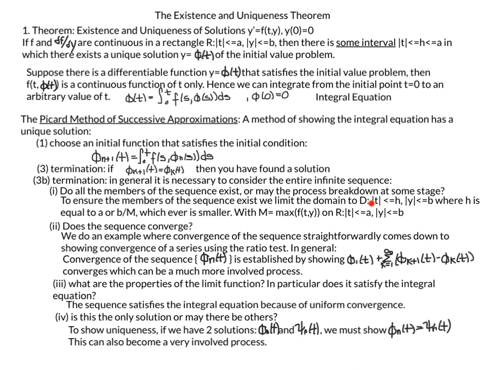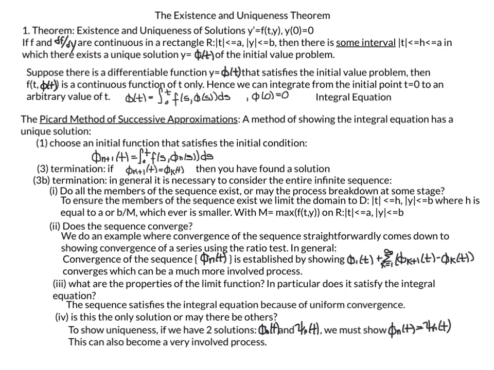to the absolute value of t less than or equal to h, and the absolute value of y less than or equal to b, where h is equal to a or b over M, whichever is smaller. So that's what this is over here in our theorem. So whichever is smaller, where M is equal to the max of our function on the rectangle where our function and df/dy are continuous.